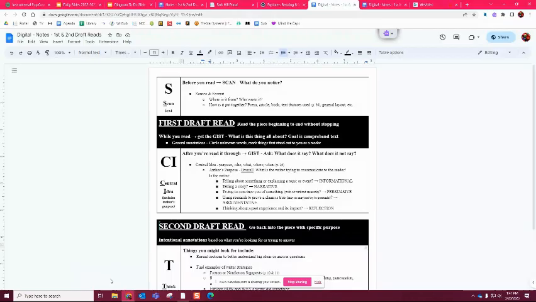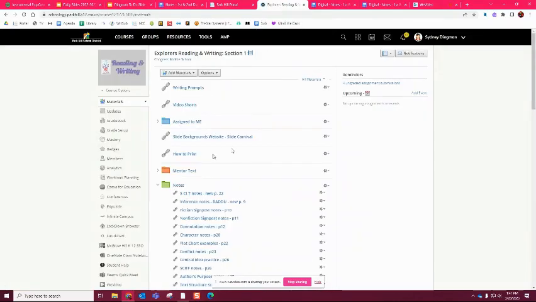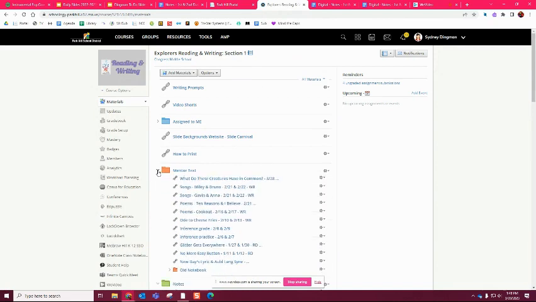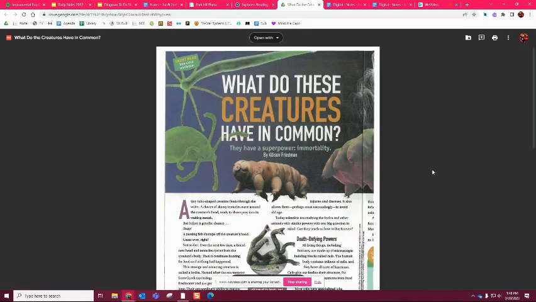All right. So then what you're going to do, the article that we are going to read is in the mentor text section. And it's right here. What do these creatures have in common? You're going to click on that. It's going to open up and look like this. And so the first step is we need to scan it.